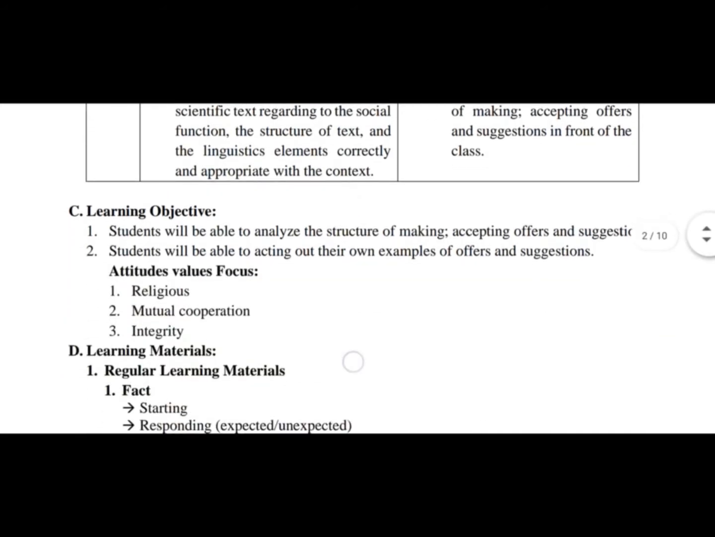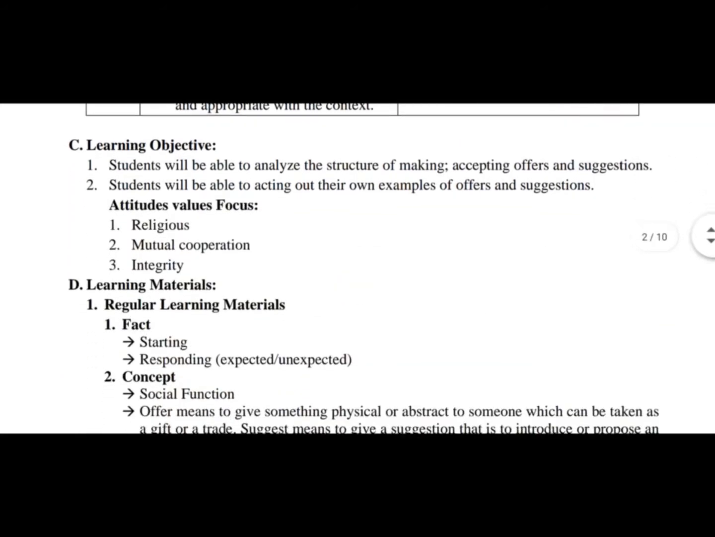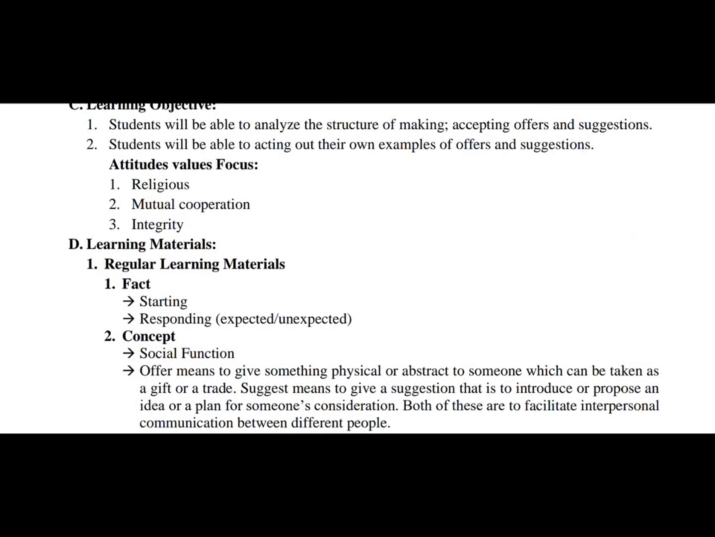Move to the learning objectives. The first learning objective: students will be able to analyze the structure of making and accepting offers and suggestions. The second: students will be able to act out their own examples of offers and suggestions. The attitude values in focus: the first religious, the second mutual cooperation, and the third integrity.